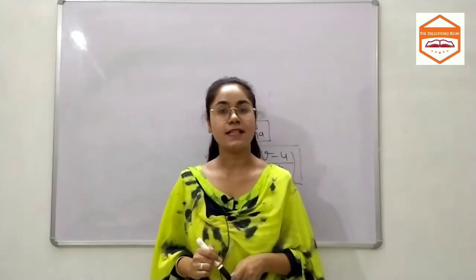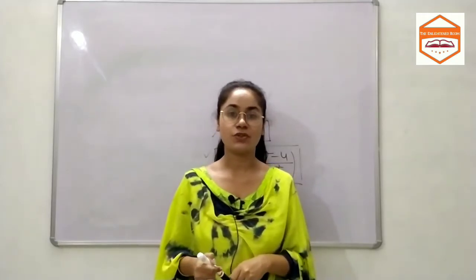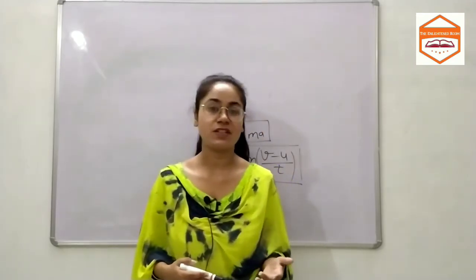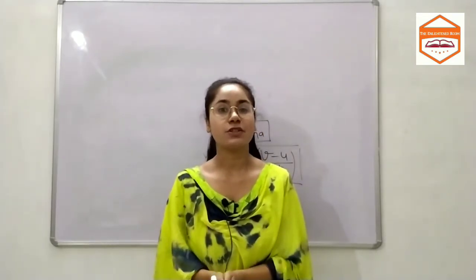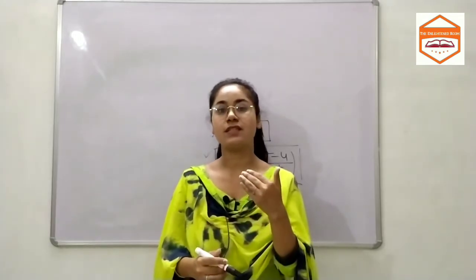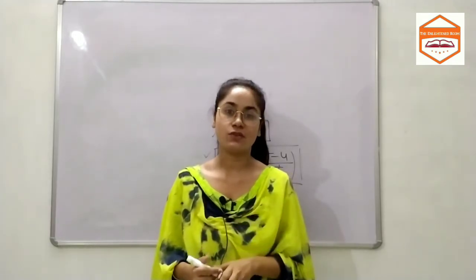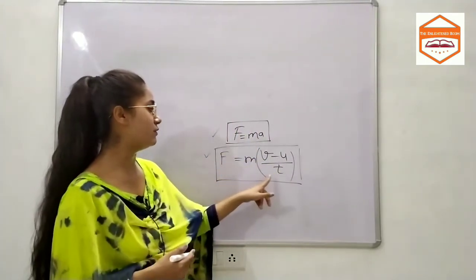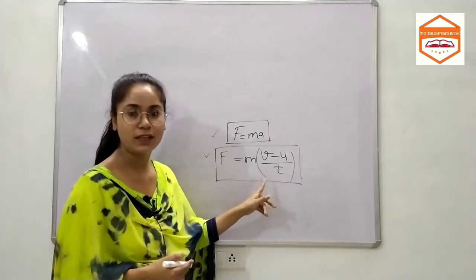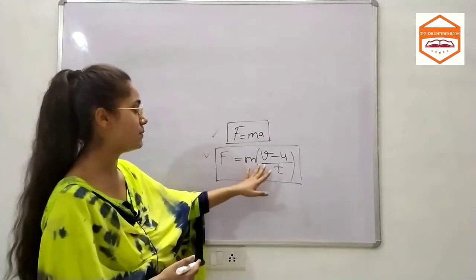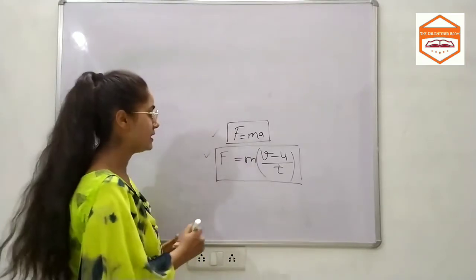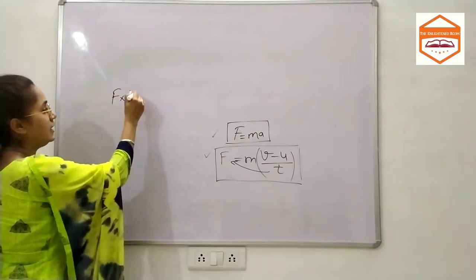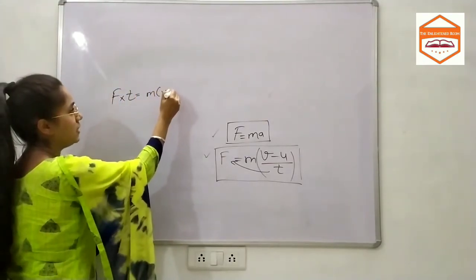Now apart from these basic applications of Newton's second law of motion, there is one more thing I want to tell you, that Newton's first law of motion is a special case of Newton's second law of motion. That means you can also say that with the help of Newton's second law of motion, one can deduce Newton's first law of motion. Now how so? So we have this equation: F equals m times (v minus u) upon t. Now let us take t here. F times t equals m times (v minus u).